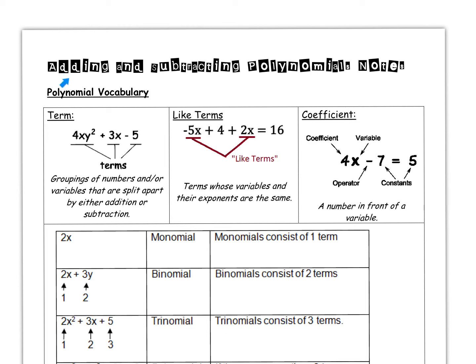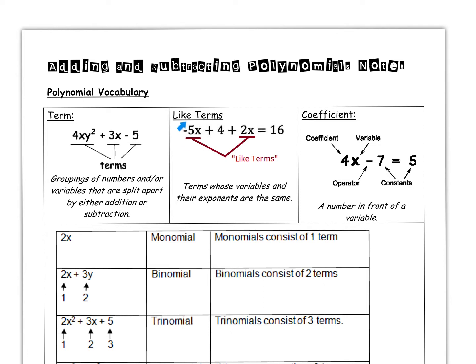Okay, in this video lesson, we're going to be taking a look at adding and subtracting polynomials. First of all, let's take a look at some definitions here. Here you see the word term, okay? Term represents kind of these groupings of numbers and or variables that are separated by a plus sign or a subtraction sign, okay? So here you can see we have three different terms, 4x y squared plus 3x minus 5.